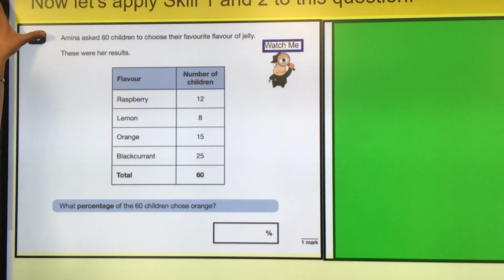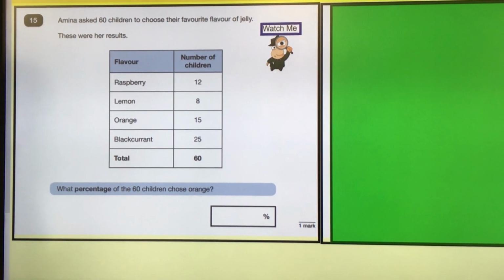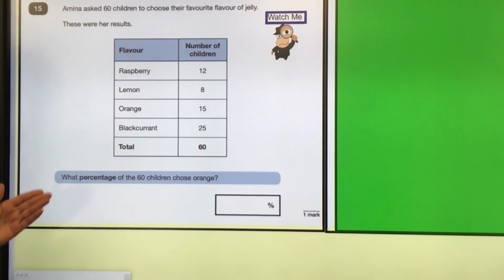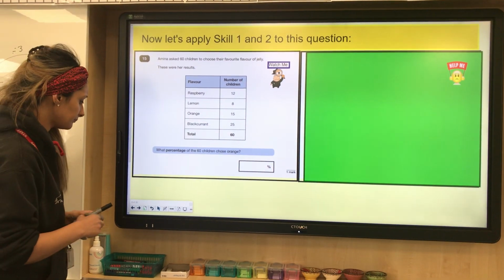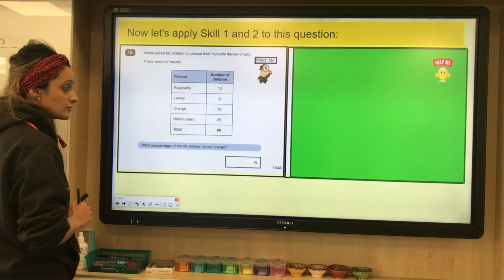So we've got the lovely Amina. Amina asked 60 children to choose their favourite flavour of jelly, and these were her results. You can see in the table there. What percentage of the 60 children chose orange? Now, first of all, how many children were there in total? I need to know that.